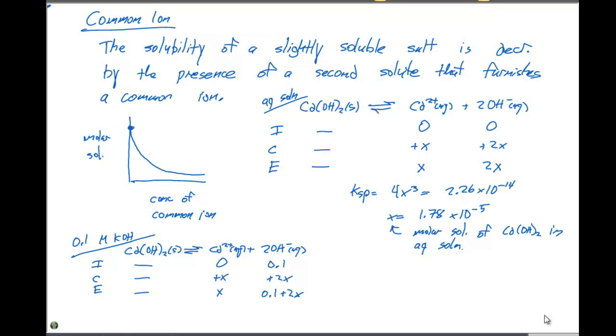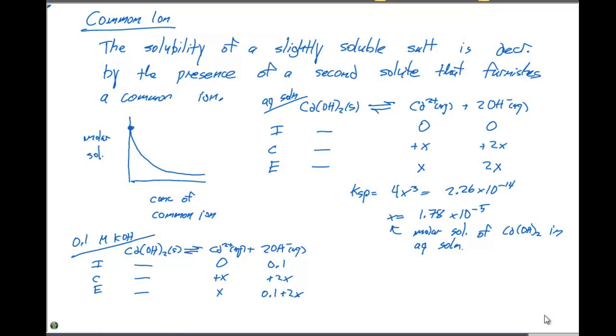So when we write an equilibrium expression, our equilibrium expression only includes the cadmium hydroxide solid and the cadmium 2 plus and the OH minus. Okay? Any other ion that you add will potentially present a dilution type problem, but you don't need to include those because they're spectator ions.